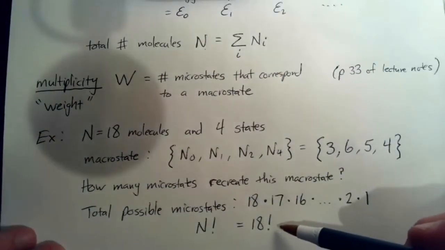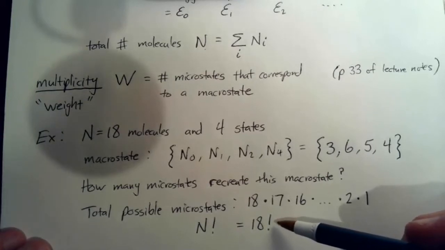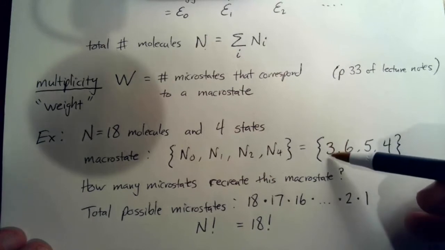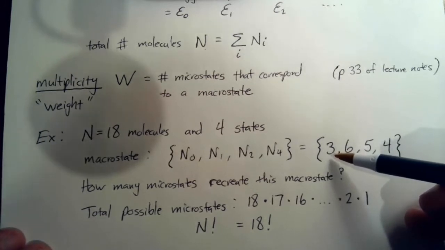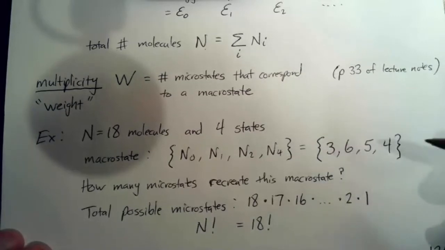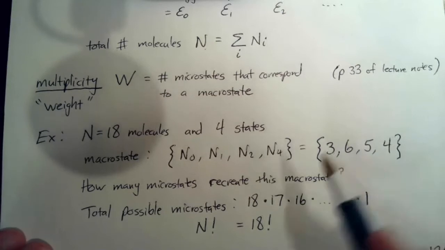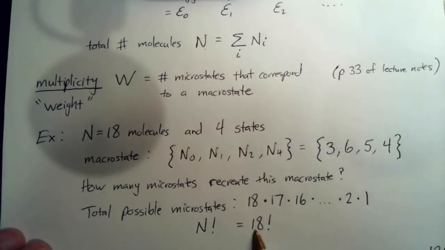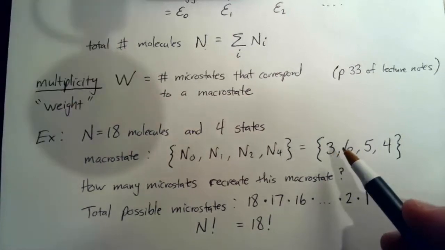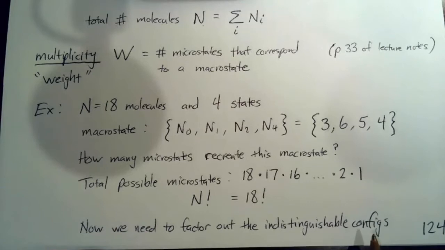Okay, but this is not the multiplicity, because we need to factor out the indistinguishable configurations. And what I mean by that is, if we have 3 molecules in this first energy state here, and let's say it's molecules 1, 2, and 3, well, whether it's molecules 1, 2, and 3, or 2, 3, 1, or 3, 2, 1, and so on, the order doesn't matter. All that matters is how many different ways there are of me picking 3 molecules for this first bin, if we disregard order. Here, order has not been disregarded. Here we've enumerated everything in order. And so now what we need to do is factor out of this number the duplicities, the indistinguishable configurations.